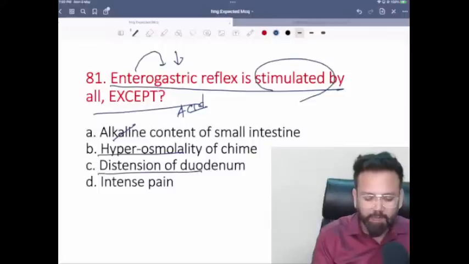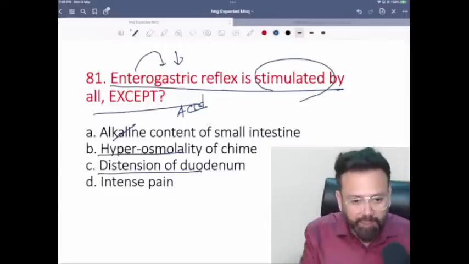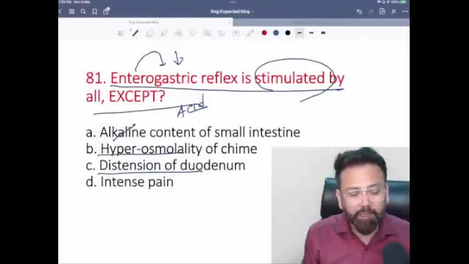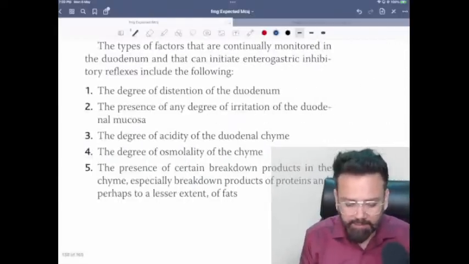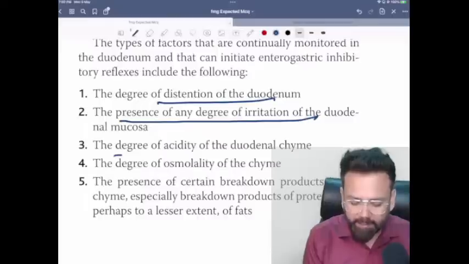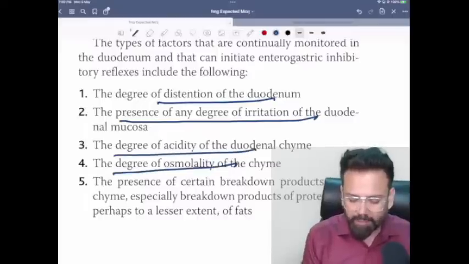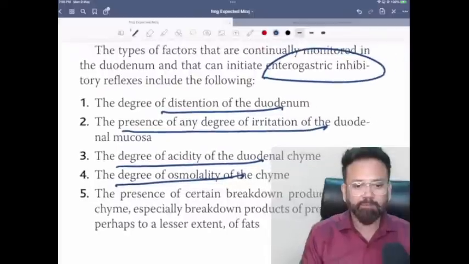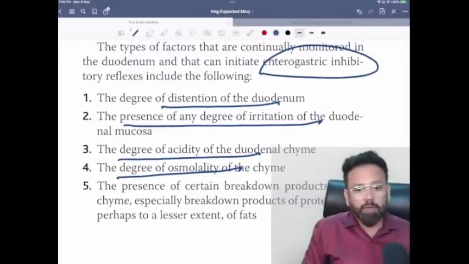Hyperosmolarity, distension of the duodenum. If acid is reaching, normally alkaline should reach in the intestine. If acidic content is reaching, see, this is the answer. The degree of distension, the presence of any degree of irritation or pain, the degree of acidity or the osmolarity, these are initiating the enterogastric reflex. Very, very important.